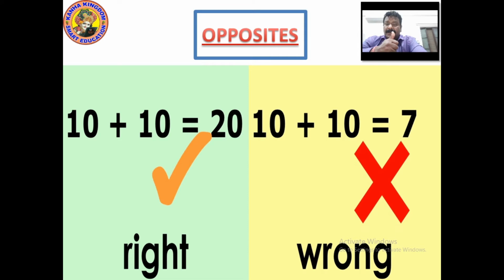Right, wrong. Opposite of right is what? Wrong. Opposite of wrong is what? Right. Please write it down.